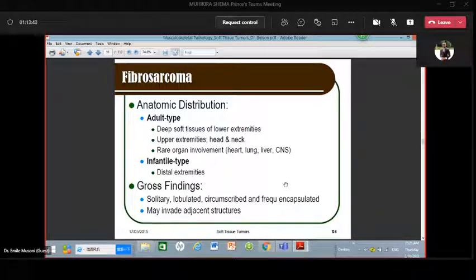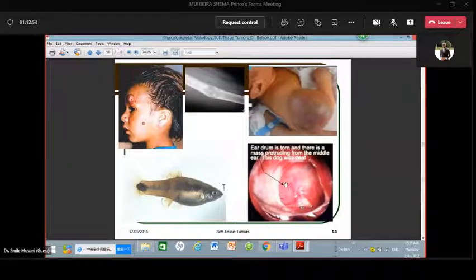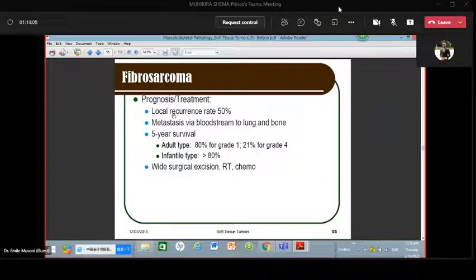Grossly, it is solitary, lobulated, circumscribed, frequently encapsulated, and invades adjacent structures, even the bone. This is an image of those fibrosarcomas. In practice, we see this description of fibrosarcoma. For prognosis, it can have local recurrence at a rate of 50%. The 5-year survival rate for the other type is about 8%. The treatment is what? Surgical excision, radiotherapy, and chemotherapy.